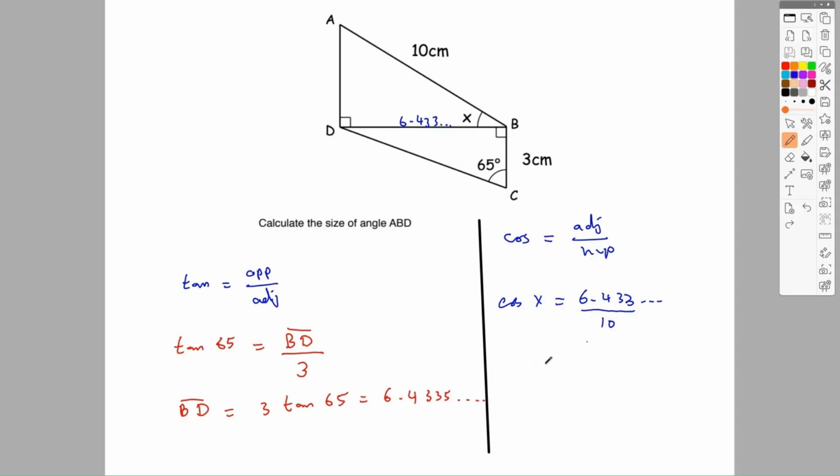If you divide it by 10, you have 0.643. So to find x, x equals cosine inverse of the answer with the calculator, which is equal to 49.59, and you can just round it to 50 degrees.